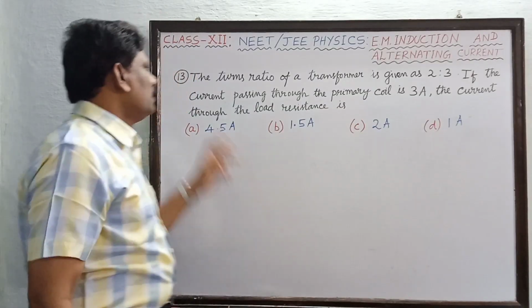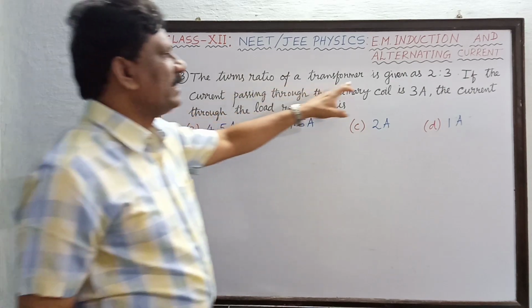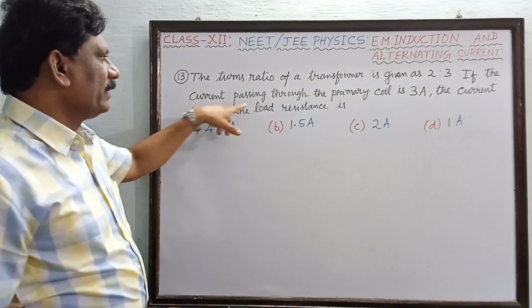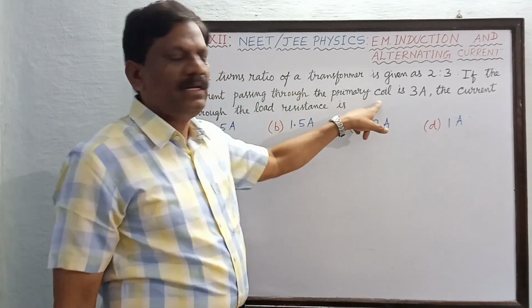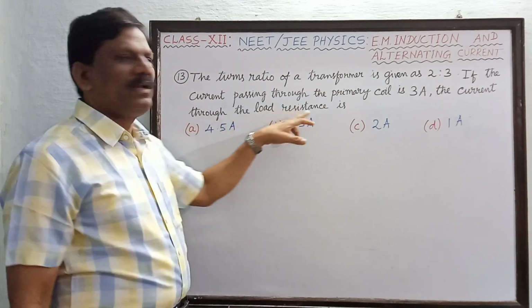Hi students, problem number 13. The turns ratio of a transformer is given as 2:3. If the current passing through the primary coil is 3 ampere, then the current through the load resistance is to be determined.